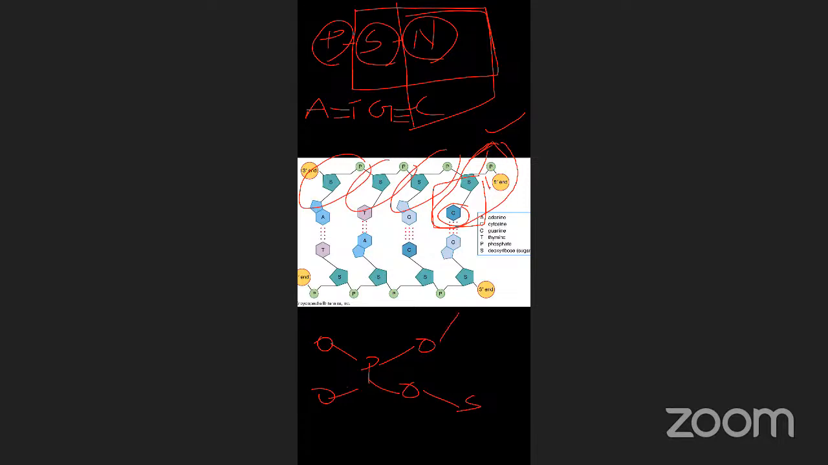Same sugar. So these are two ester bonds. This is an ester bond, and this is also an ester bond. One ester bond with the sugar's 5 prime end, and one ester bond with the 3 prime end. So this diester bond is always formed with the sugar.